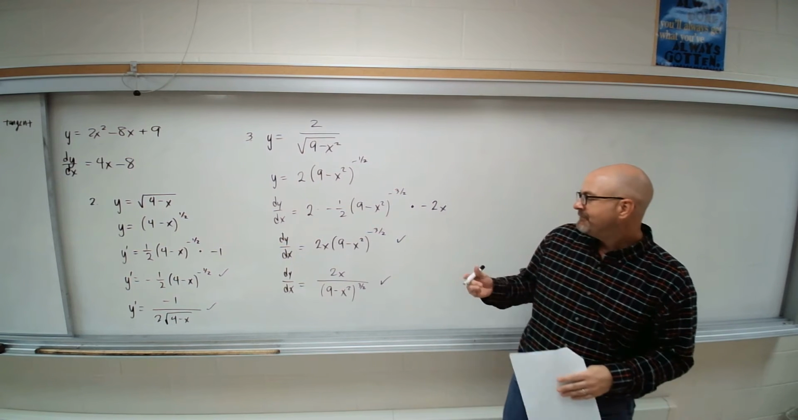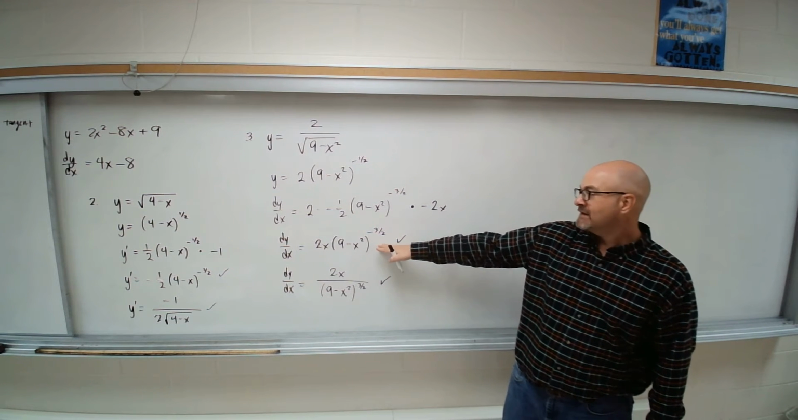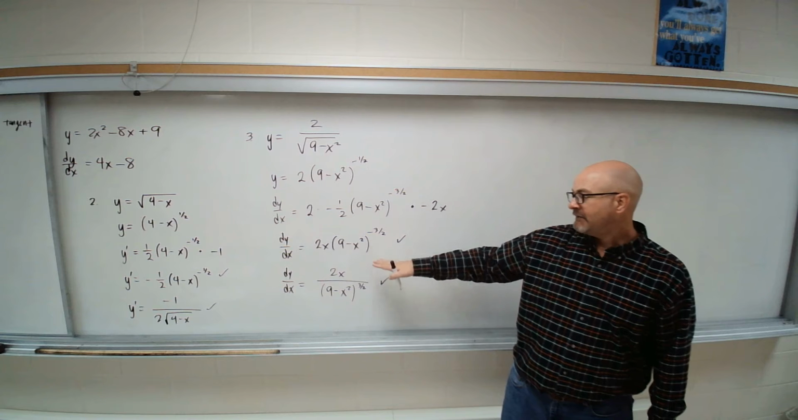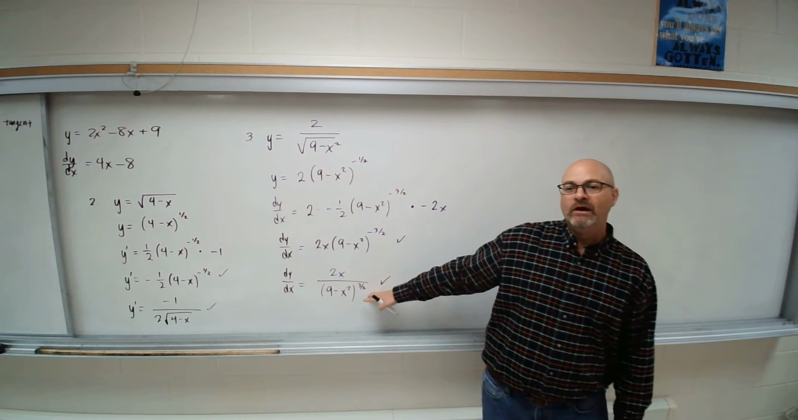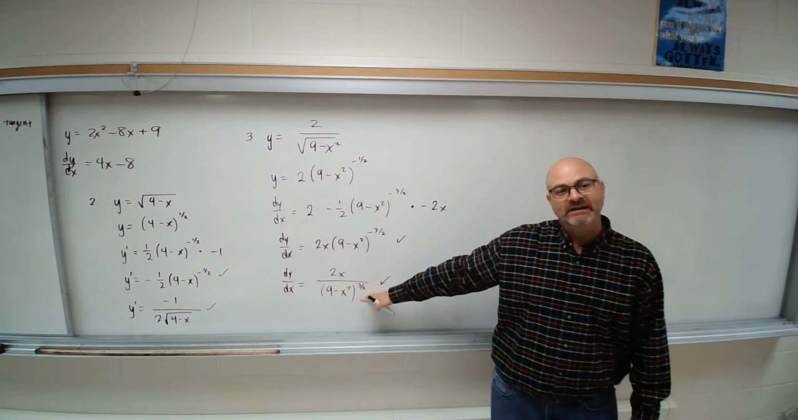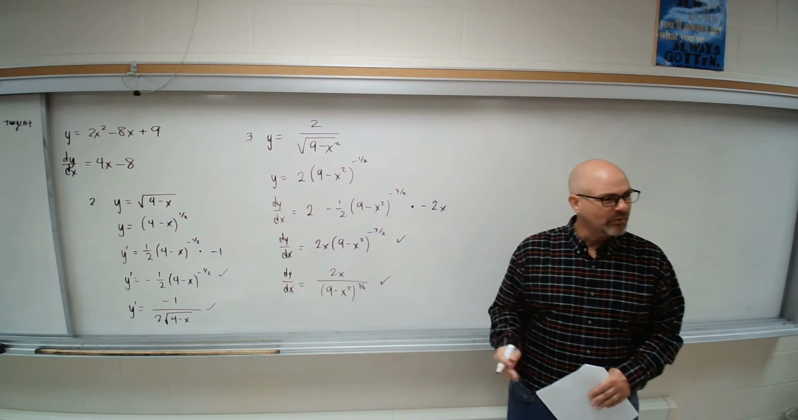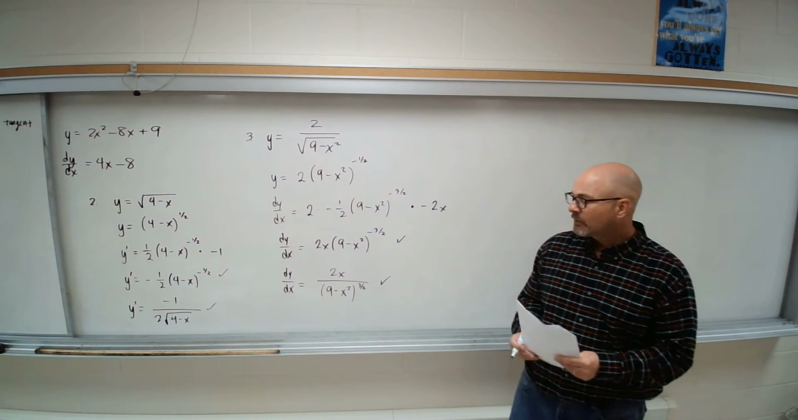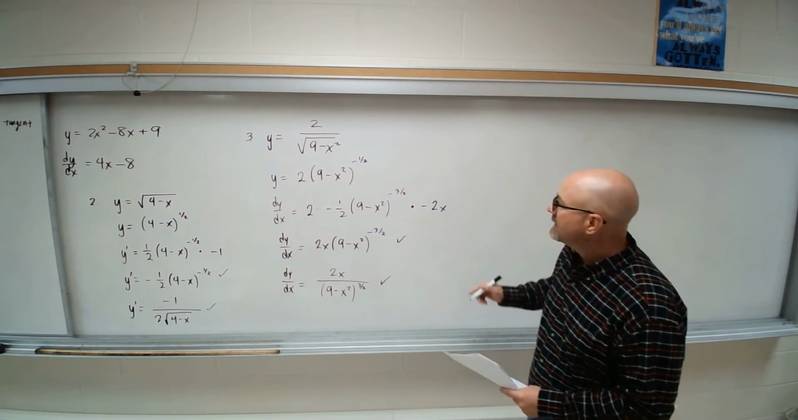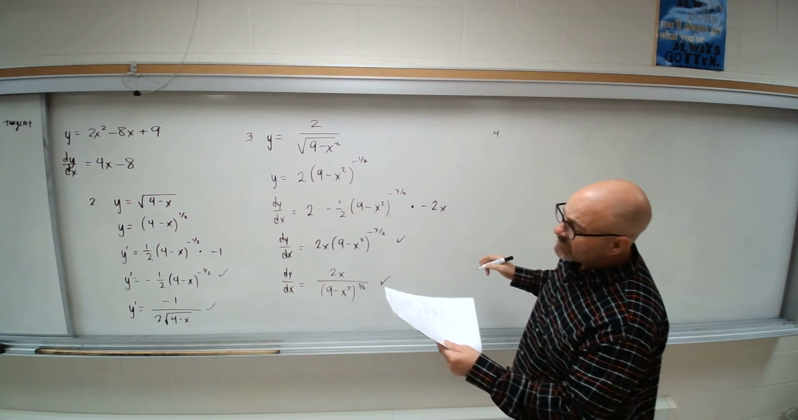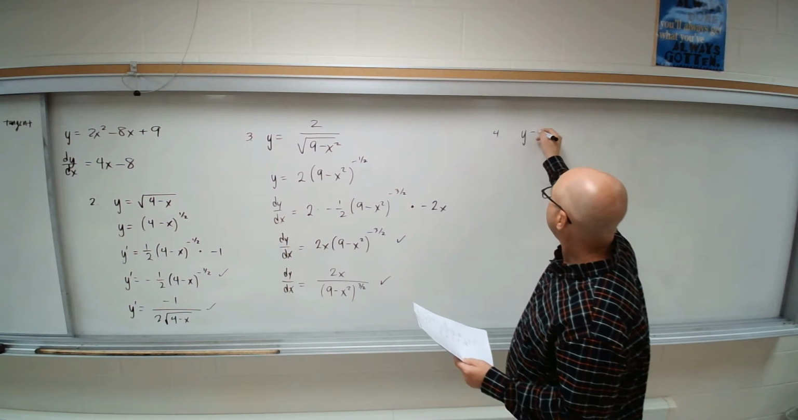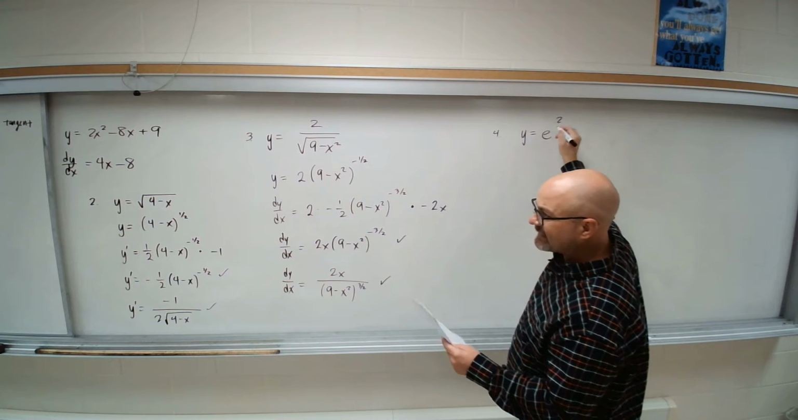Sometimes, if I had to find the second derivative, this would be easier to work with. If I was asked about where the derivative does not exist, this would be easier to look at. It just kind of depends on the question as far as what you want to look at or what you want to use. Number 4 was y equals, is it e to the 2x?